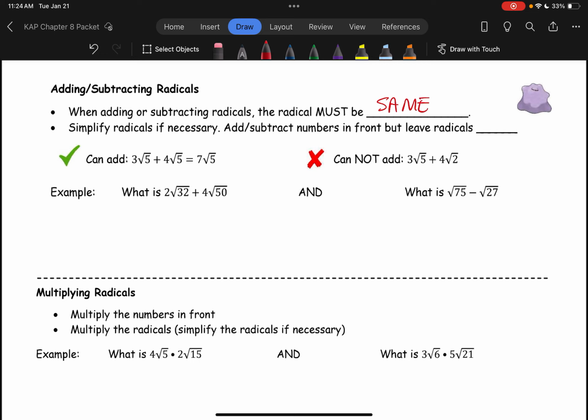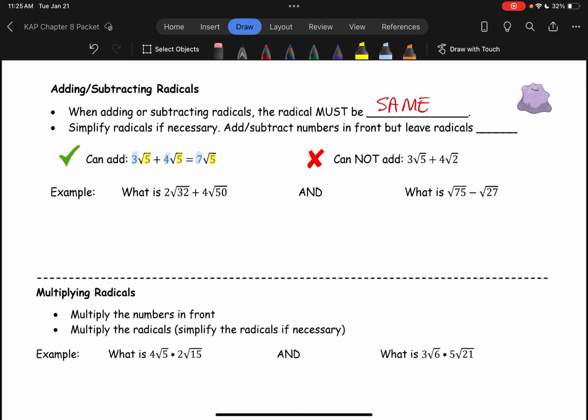So the only way that you can add and subtract radicals is that the radicals have to be the same. So for example, look at the green check mark here. You'll notice here that the square root of 5 and the square root of 5, the radical, the number underneath it, is the same, right? So I got square root of 5, square root of 5. If that's the case, then we can simply add the numbers that are out in front, right? So 3 plus 4 gives us 7, and the radical, the square root, just stays the same.